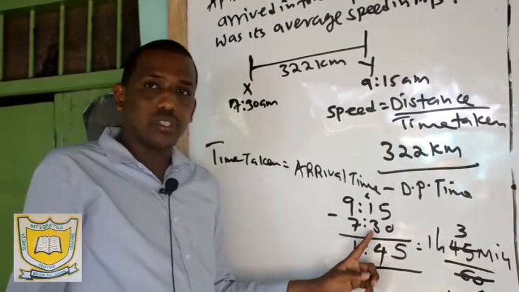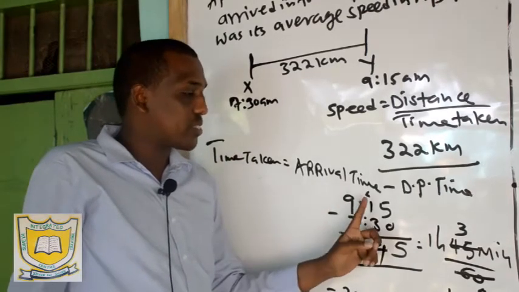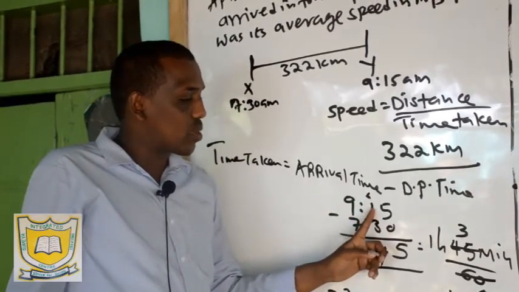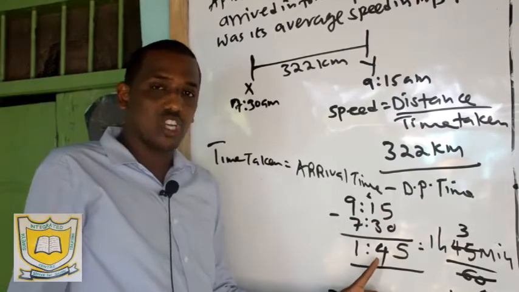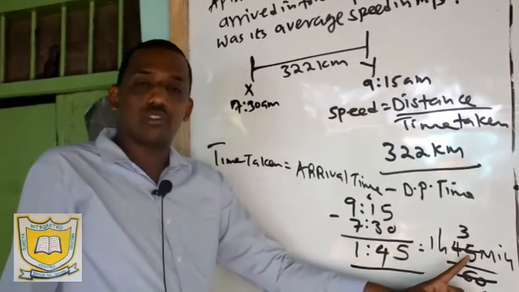Then you subtract. Here is 5. 1 minus 3 is impossible, so you borrow 1 from 9, and that one is equal to 6. So here will be 6. Now 6 plus this one is 7. 7 minus 3 is 4. 9 minus 7 is 1. So 1 hour and 45 minutes.